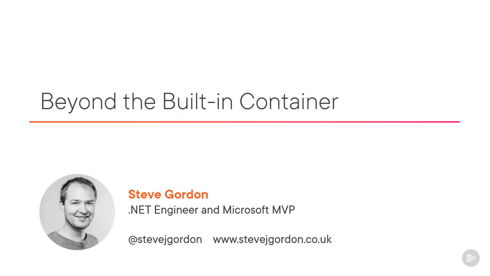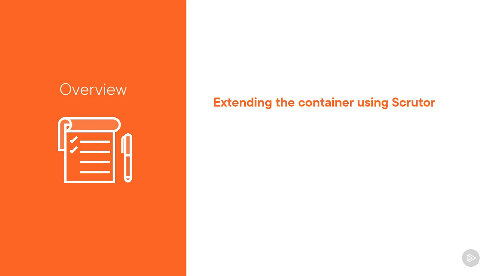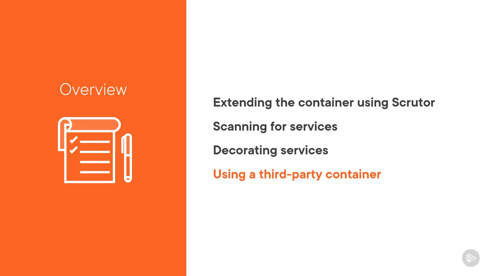Welcome back. In this final module, we're going to discuss the options we have when the functionality of the built-in Microsoft container is not sufficient for more advanced situations that we may need to handle. We'll look at extending the built-in container with two extra features available in a third-party library called Scrutor. We'll use Scrutor to perform assembly scanning and apply the decorator pattern in the tennis booking application. When this still isn't sufficient for advanced requirements, we'll look at a final option to swap out the built-in container with one of the many third-party open-source alternatives.